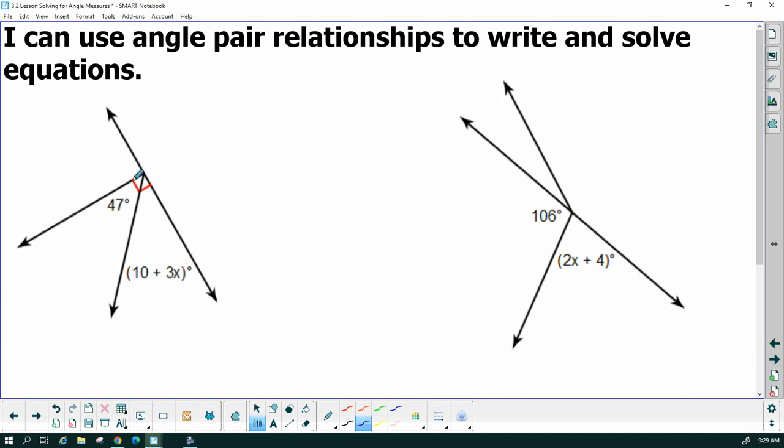Here I have complementary angles again. They're complementary because they make this right angle, and so they should add to 90 degrees. So I'm going to take my two angles and add them.